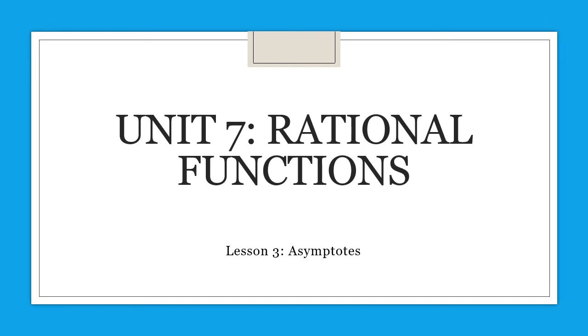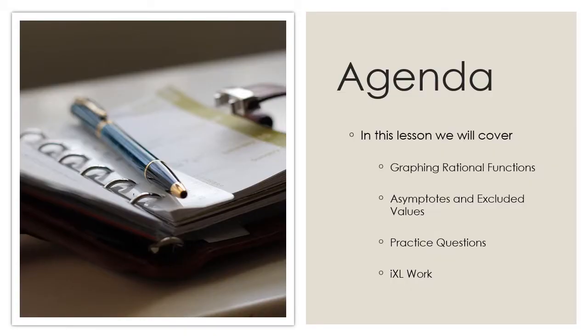Welcome to this video. This is lesson 3 of our unit 7 on rational functions, and we're going to talk about asymptotes. Our agenda for this lesson: we will cover graphing rational functions, asymptotes, and excluded values. We're going to do some practice questions, and then I'll leave you all for the IXL work.